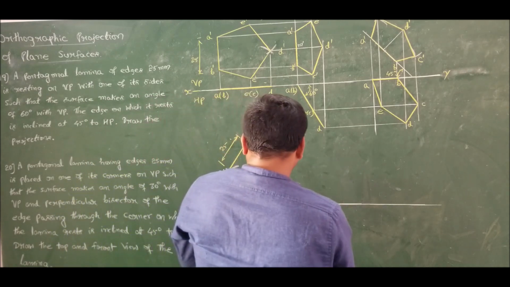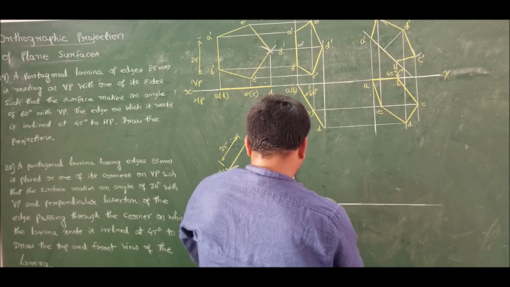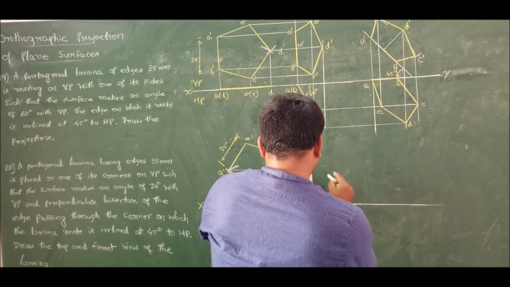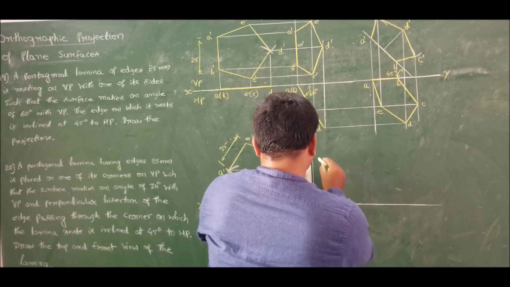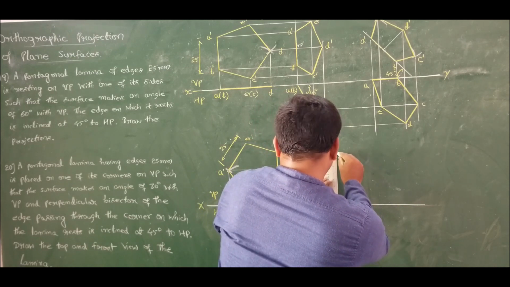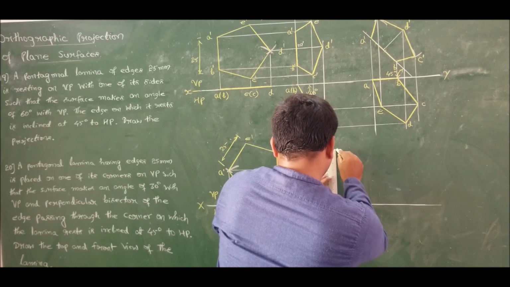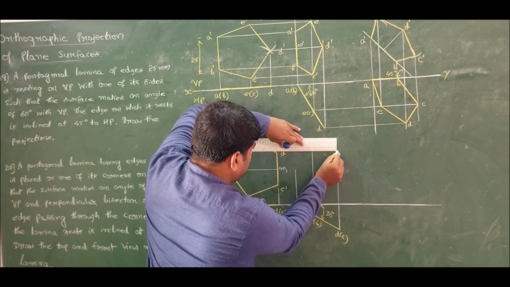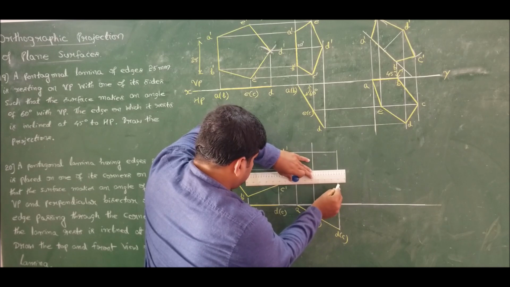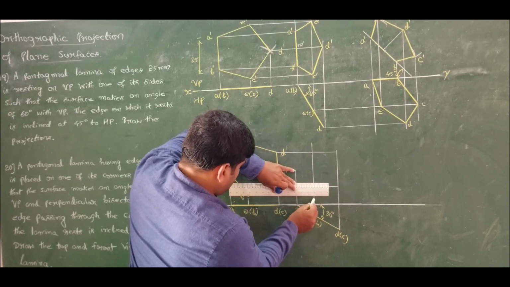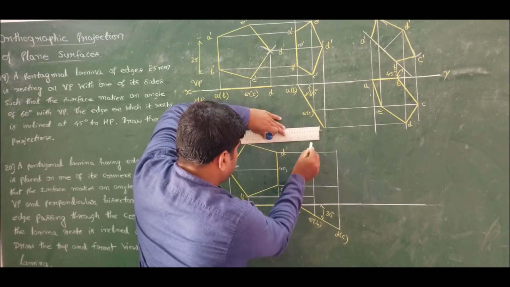That is, A is still here, E and B it is above, and D and C is still here. D and C. So take horizontal projection and mark the points D dash, C dash, B dash and we have E dash.